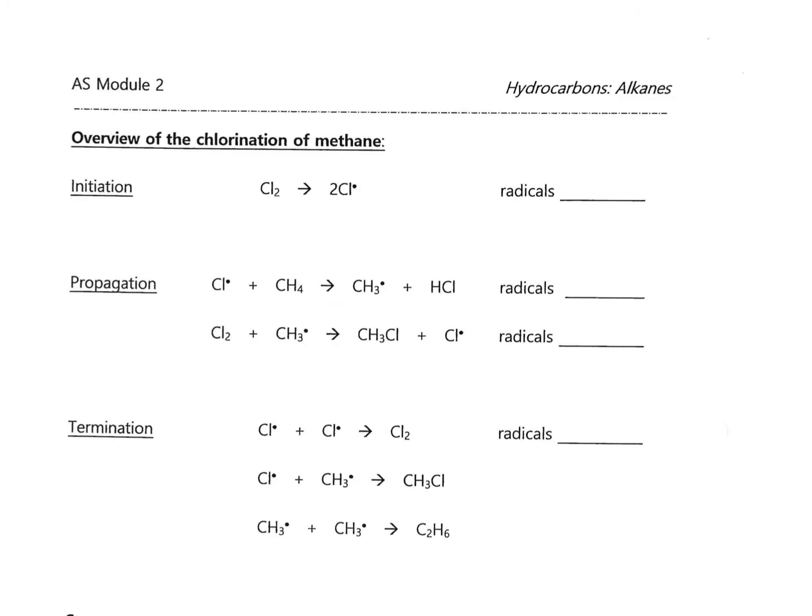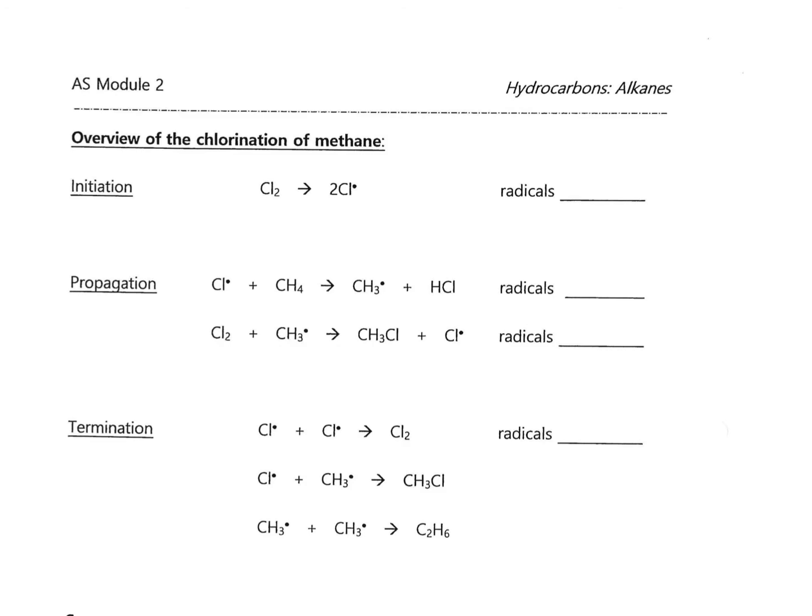So over on page 18, the final page of your notes, there's an overview of the chlorination of methane. And this is essentially an overview of the steps, but isn't the mechanism, because the mechanism will involve curly arrows that represent the movement of electrons, the breaking of bonds, and the formation of bonds. But if we just have a quick look, this gives you a helpful overview of the chlorination of methane and helps you see the movement of radicals as well.